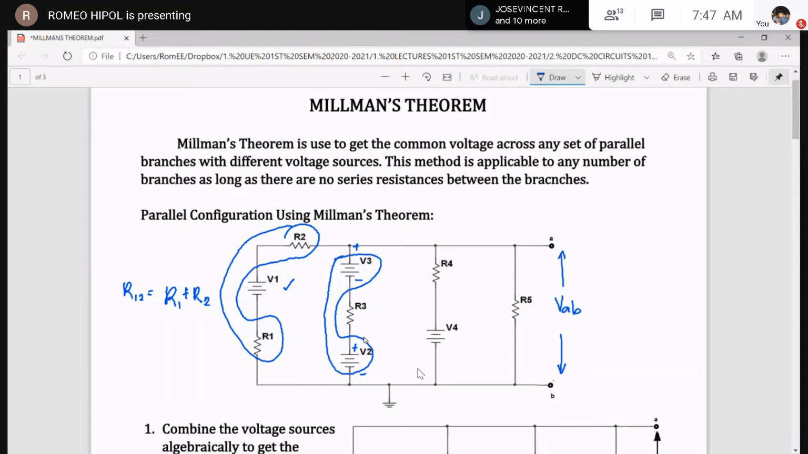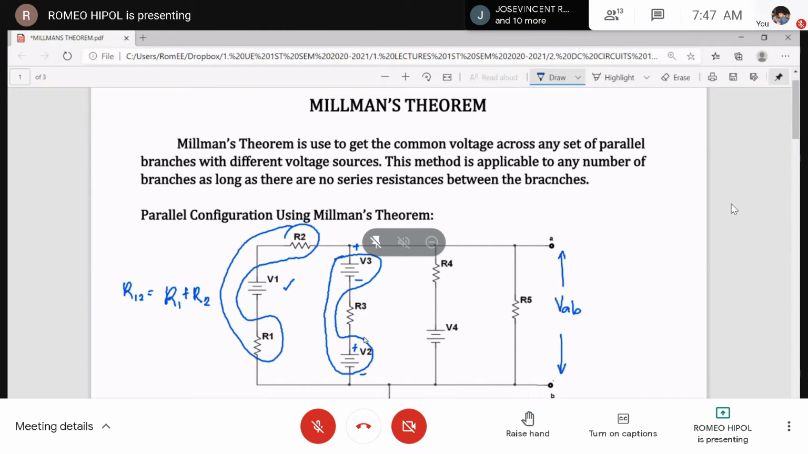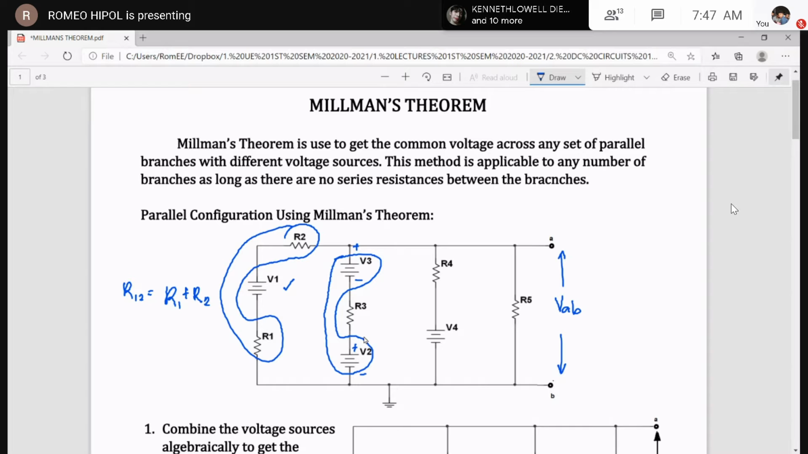In opposite end, or in simple terms, they are connected in series aiding. Kasi if ito, positive terminal of B2 is connected at positive terminal of B3. So, ang mangyayari is opposite ang connection.